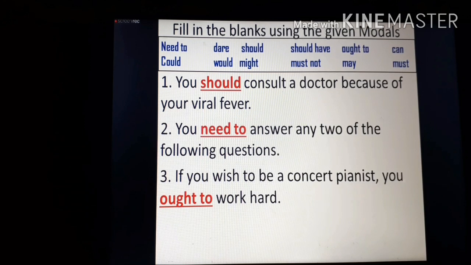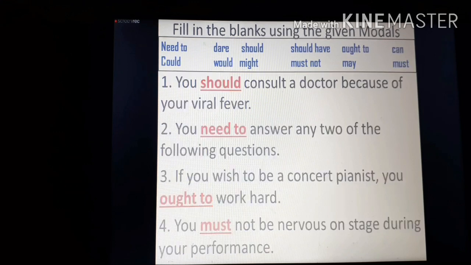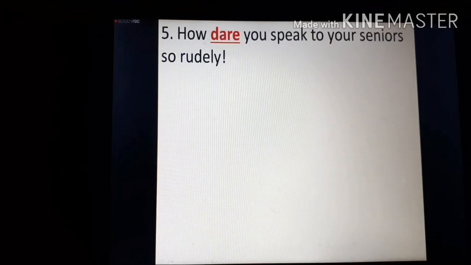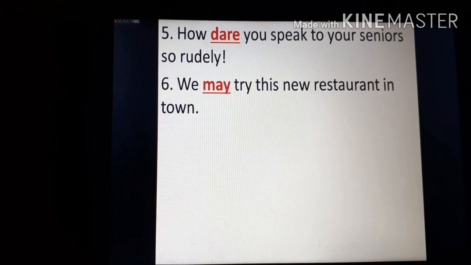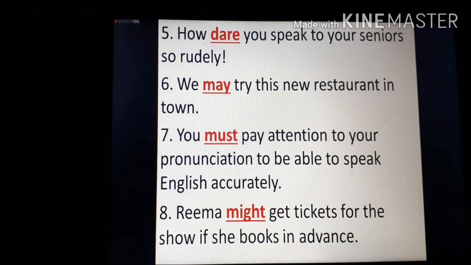Third, if you wish to be a concert pianist, you ought to work hard. Fourth, you must not be nervous on stage during your performance. Fifth, how dare you speak to your seniors so rudely? Sixth, we may try this new restaurant in town. Seventh, you must pay attention to your pronunciation to be able to speak English accurately. Eighth, Rima might get tickets for the show if she books in advance.